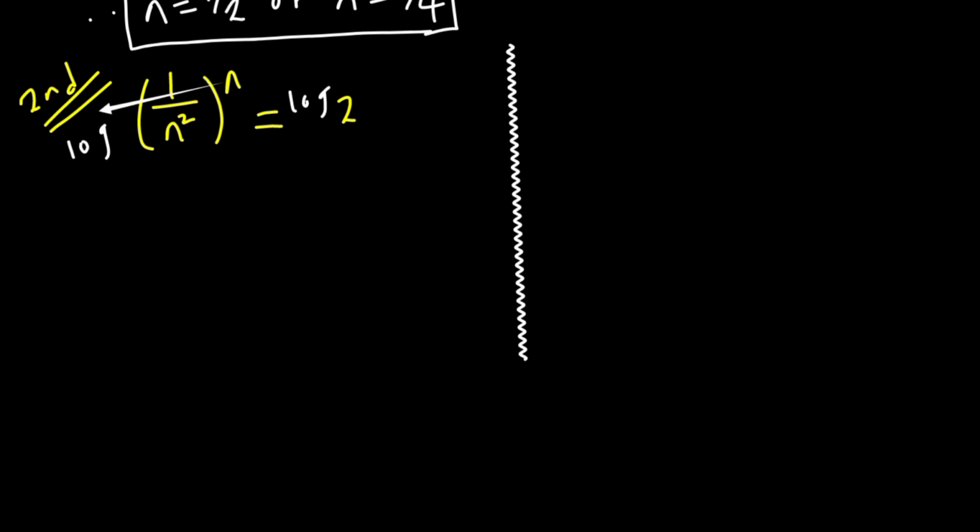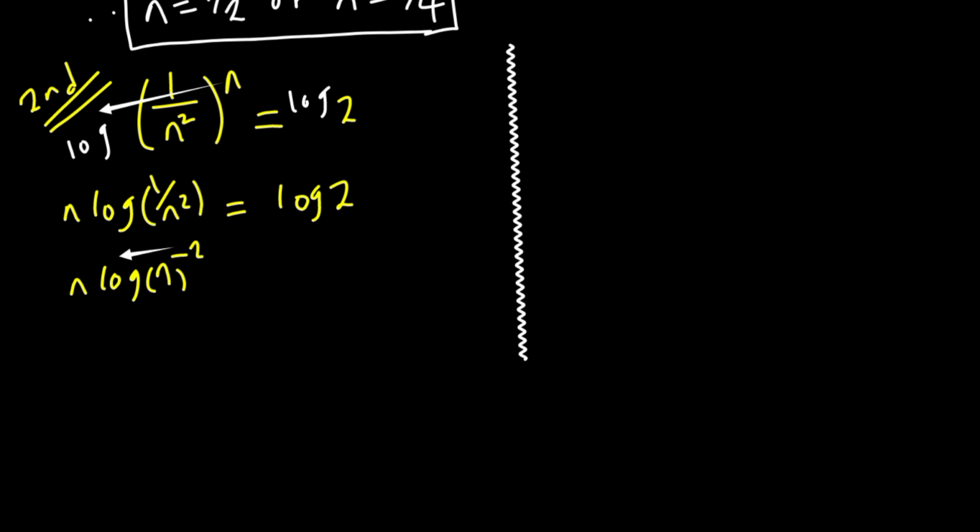Therefore n comes behind, and then we have n log 1 over n squared equals log 2, and then we can rewrite this as n to the power of minus 2. Let's include the bracket. Also minus 2 comes behind, and then we have minus 2n log n, and that equals log 2. And so we divide both sides by minus 2.